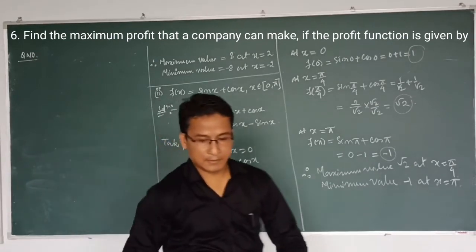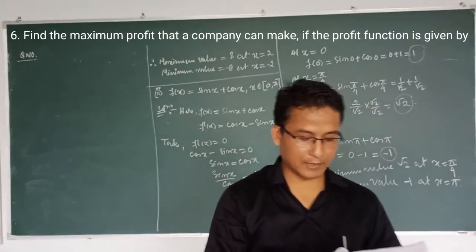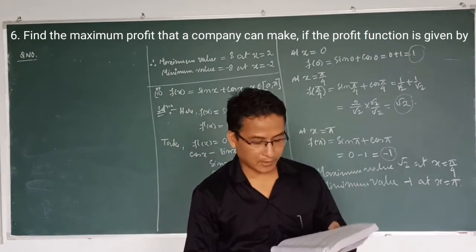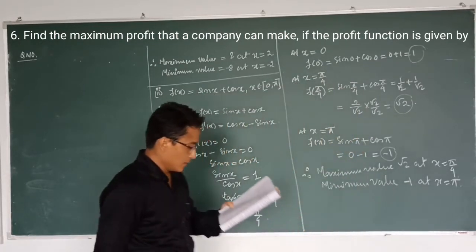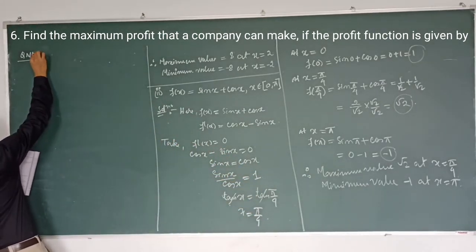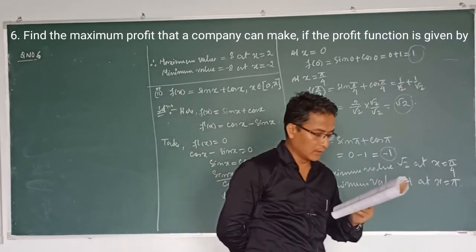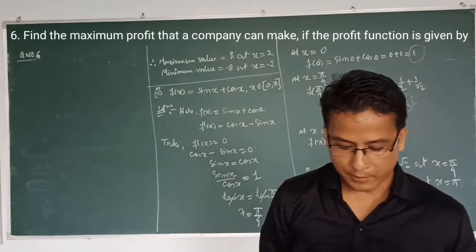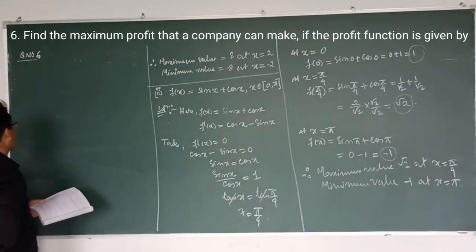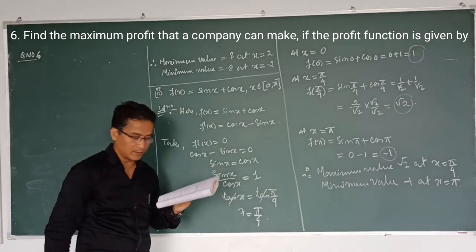Question number 6. Find the maximum profit that a company can make if the profit function is given by. The profit function is given here, and we have to find the maximum profit. Clear?